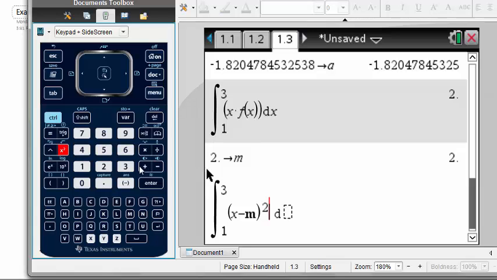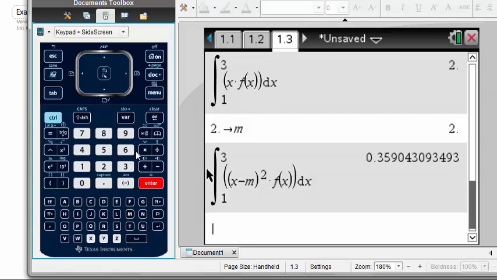Times f of x dx. That's our formula that we saw previously, and now all I have to do is press enter, and we find that our variance would be 0.359 to 3 significant digits.